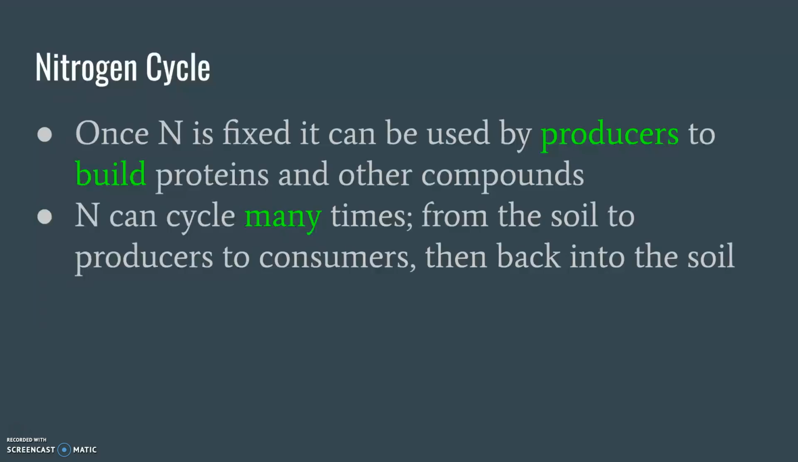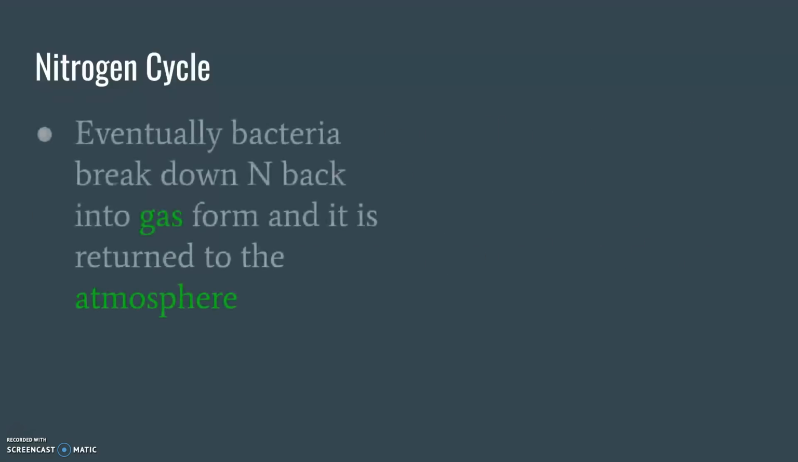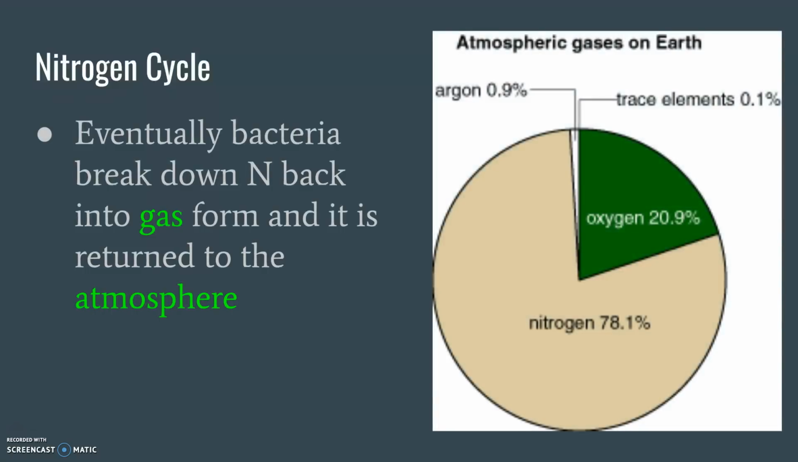Nitrogen can cycle many times from the soil to producers to consumers and then back into the soil. So that's what makes this a cycle, just like the water cycle: evaporation, condensation, precipitation. It's the same thing. So we're going from the soil into organisms, producers and consumers, and then back into the soil. So that's your cycle here. So far, not too bad, hopefully.